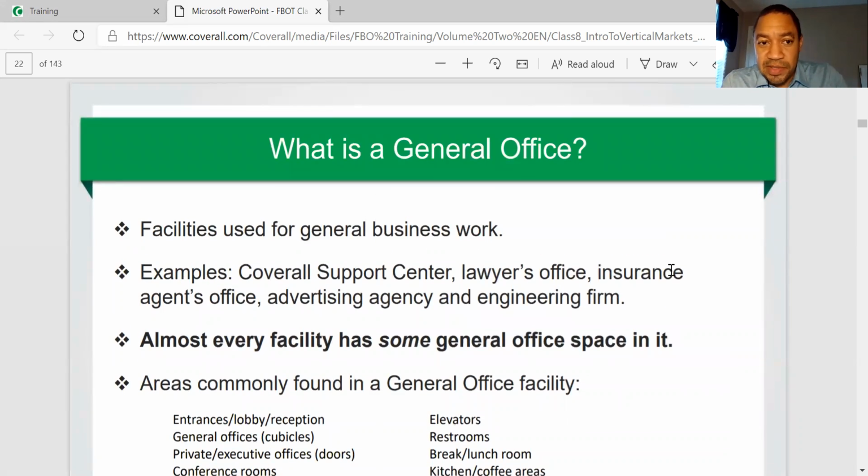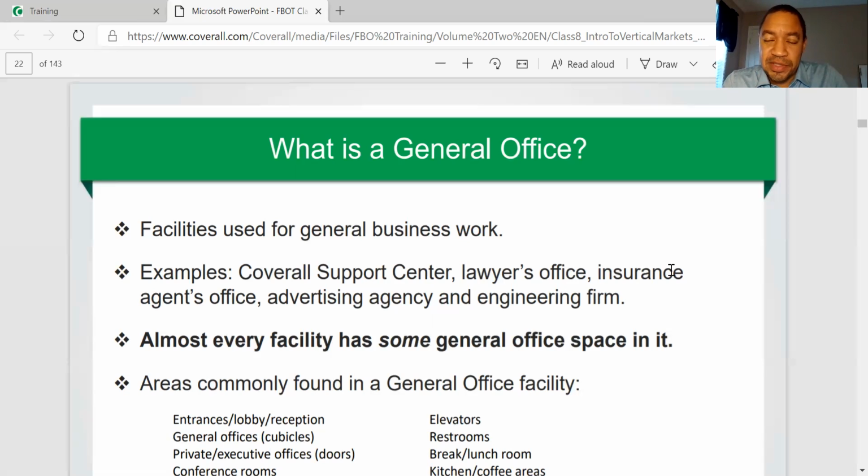So what is a general office? Again, facilities used for general business work, right? An example of that can be the Coverall support center office that you came into when you were signing up, a lawyer or legal office. It could be your insurance agency where you go pay for your car insurance or set up your car insurance, an advertising agency, or an engineering firm.